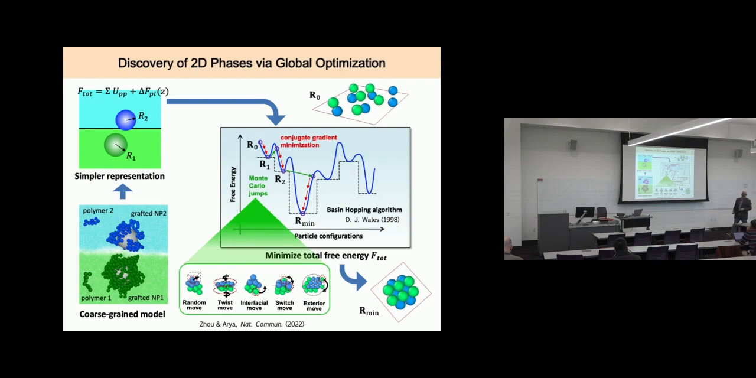Something called a basin hopping algorithm, okay? Which consists of global Monte Carlo moves and a local conjugate gradient minimization approach. Okay, of course, this is an approach already used in a lot of these fields and made popular by DJ Wales, but we had to actually develop our own moves that apply to our particular system, which has some intricacies of this interface. Okay, but ultimately we want to predict directly the global energy configurations.